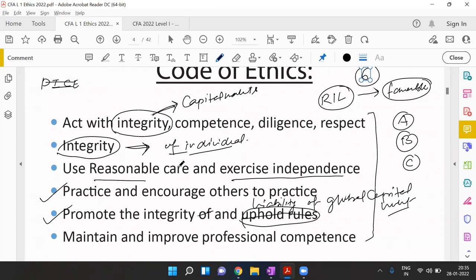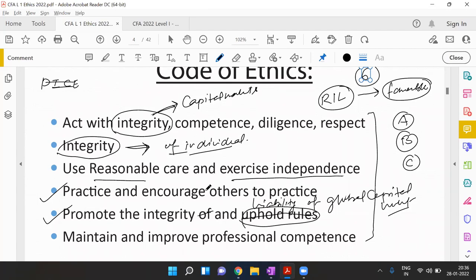Okay. If you're cheating with your client, is your integrity intact? If you're giving any sort of advisory to your client which is not suitable for your client, is your integrity intact? No. So what it says, you have to maintain your integrity. Is it okay now? Yes, sir.